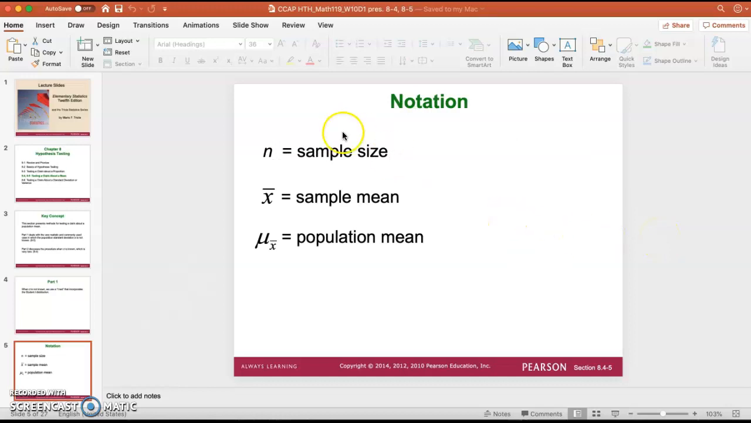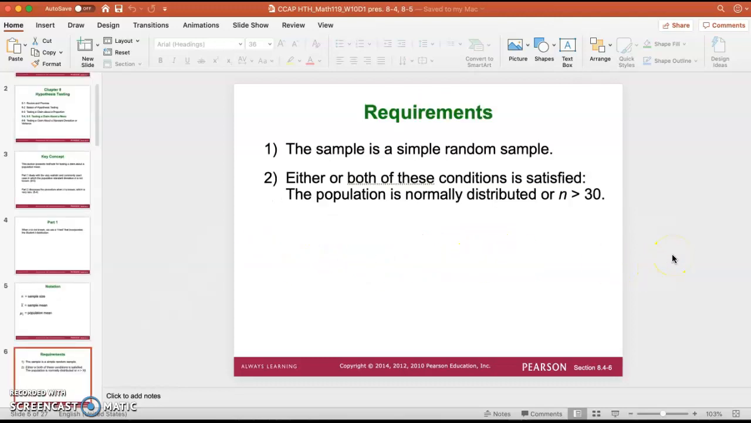So some notation just to keep in mind still is n will still stand for our sample size, x bar will stand for our sample mean, and this mu sub x bar is what we'll use as the notation for our population mean. Notice this is the same notation for a sampling distribution mean, because essentially that's where population means are coming from most of the time. There are some requirements for us to do these types of hypothesis tests. Again, this should be a recurring theme, that we pretty much always want simple random samples.